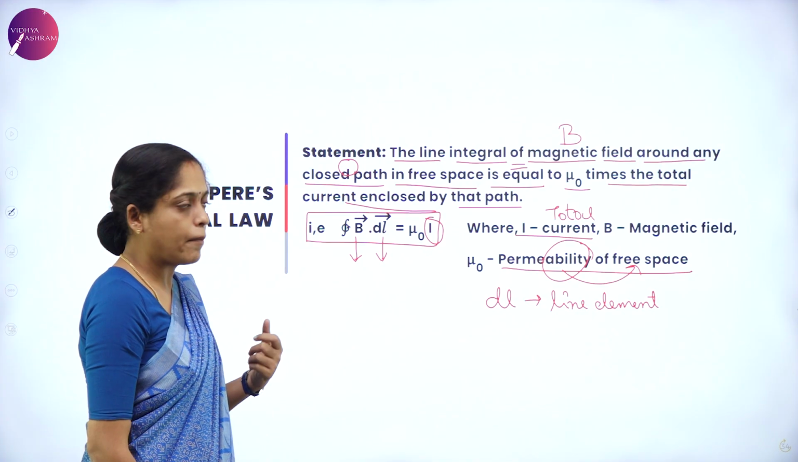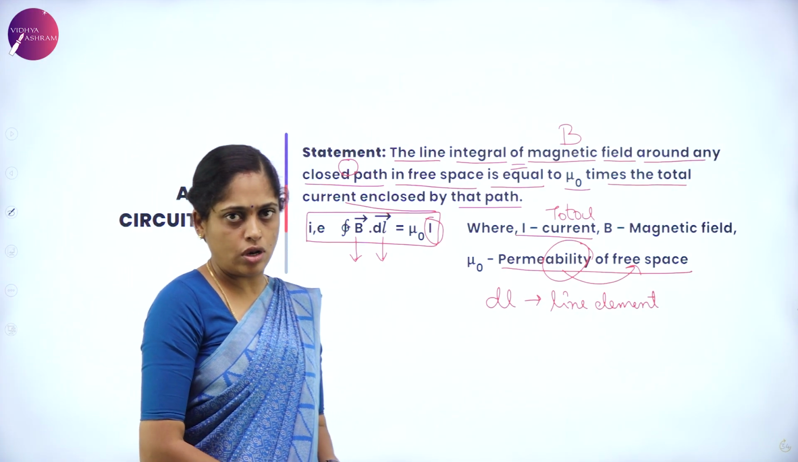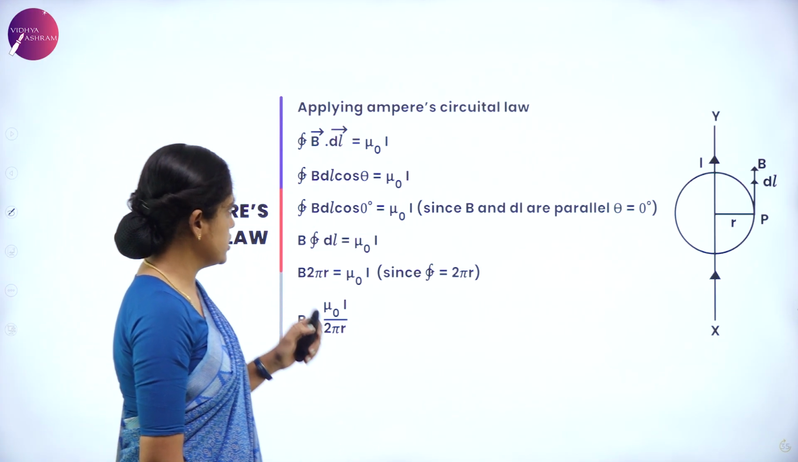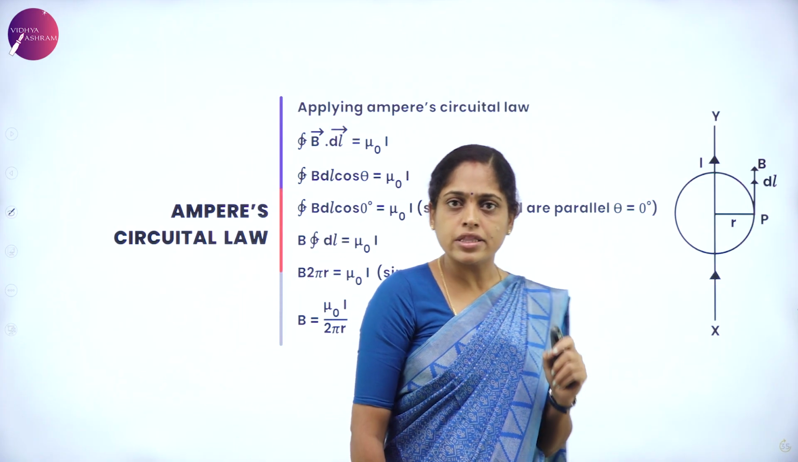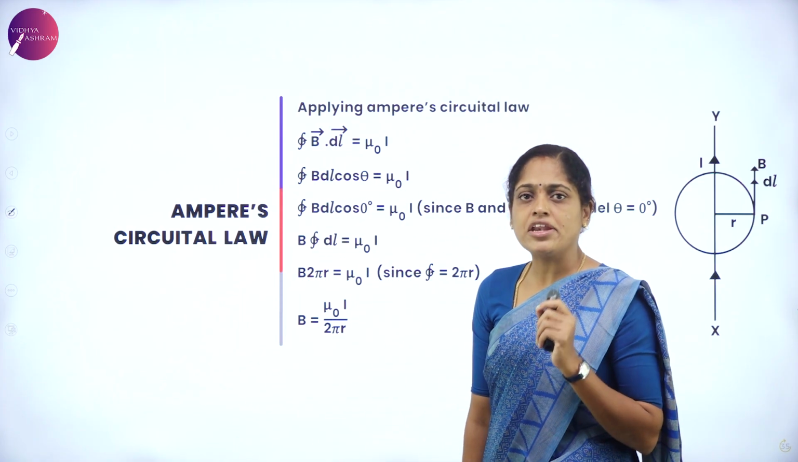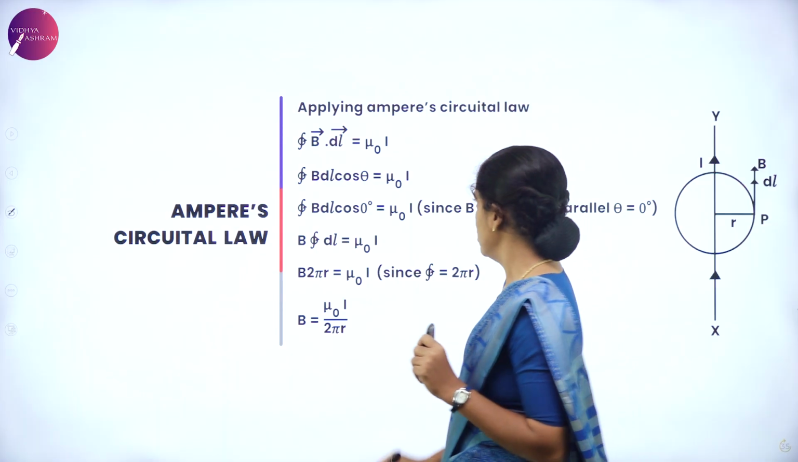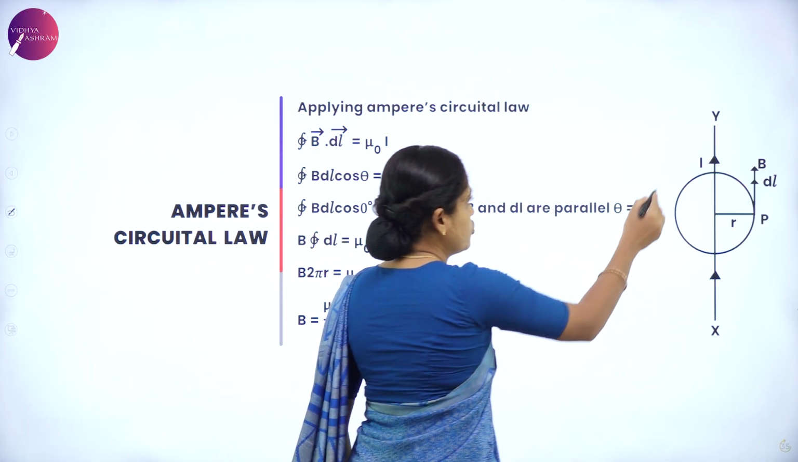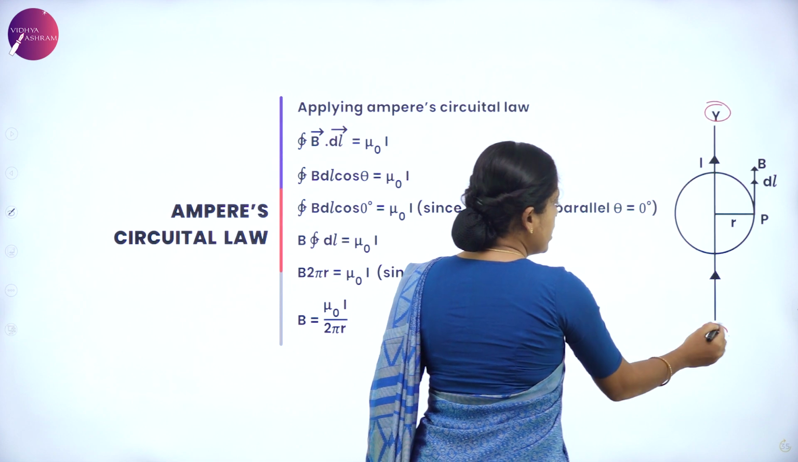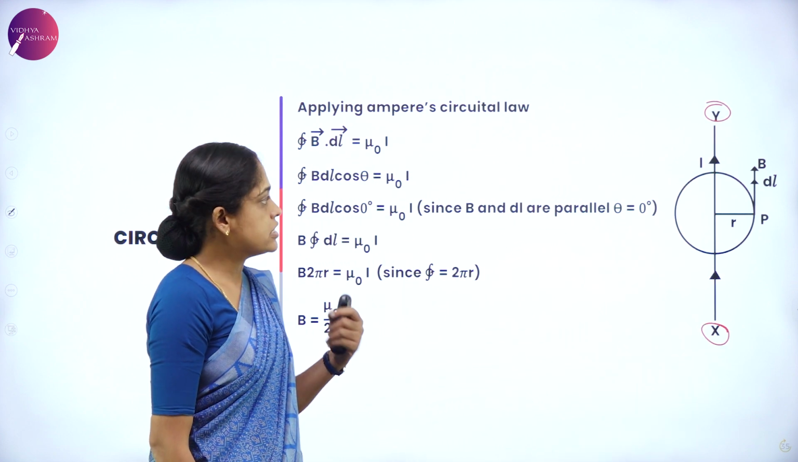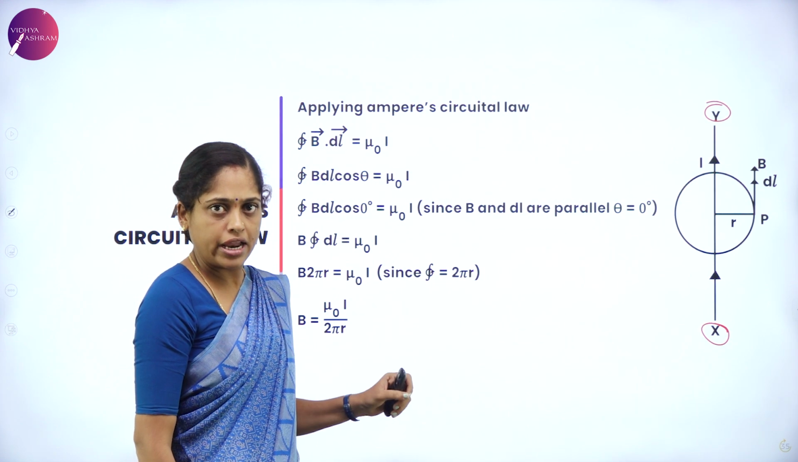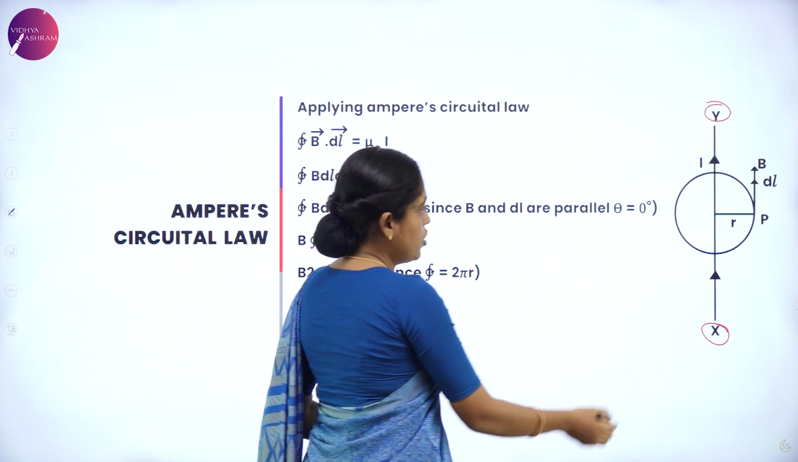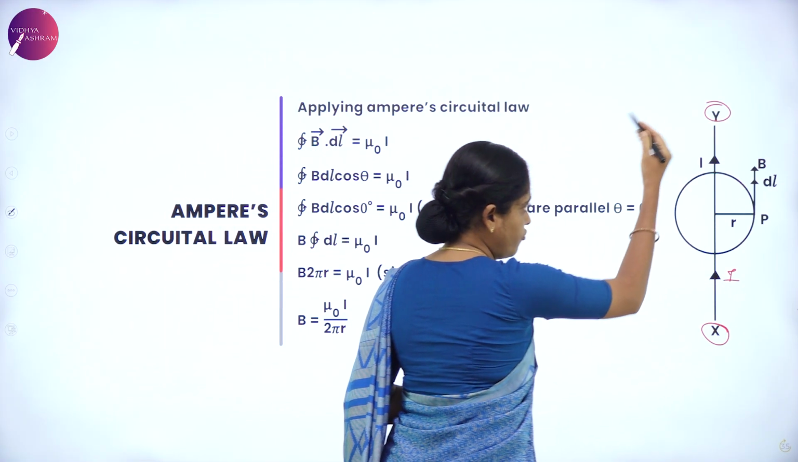Now let us know the application of Ampere's circuital law. The first application is to find the magnetic field around a straight wire carrying current. So consider a straight wire as in this picture. XY is a straight wire. Let us consider it is of infinite length, and in this straight wire the current I is flowing.